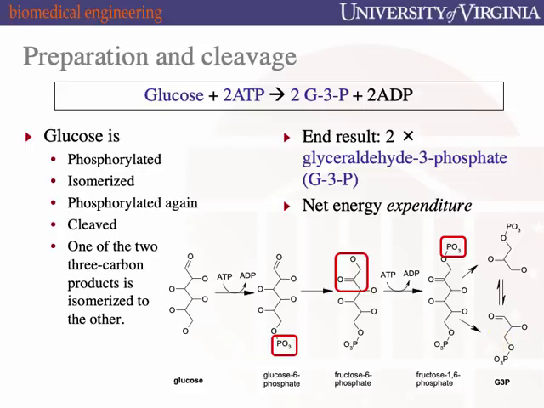3-phosphate. So you can think of these preparation and cleavage steps as a couple of different phosphorylations, some rearrangements, and then a splitting, more rearrangements, and then two identical molecules of glyceraldehyde 3-phosphate. And as I already said, this is energy loss at this point.